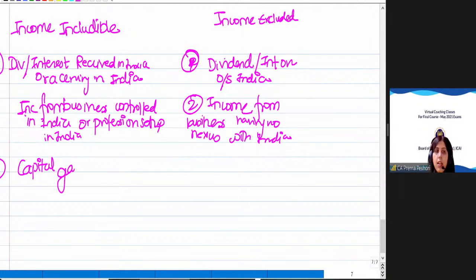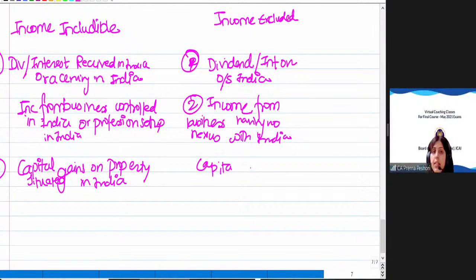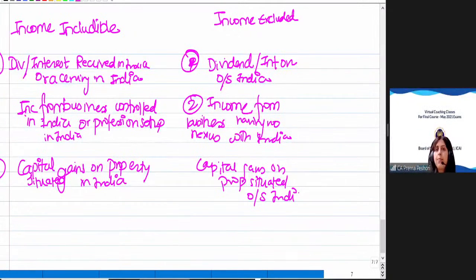Third, capital gains on property situated in India, you will include this, right? What you will not include is capital gains on property situated outside India. Clear? Or capital gain on sale of shares of an Indian company. Right? What you will not include is sale of shares of a foreign company.